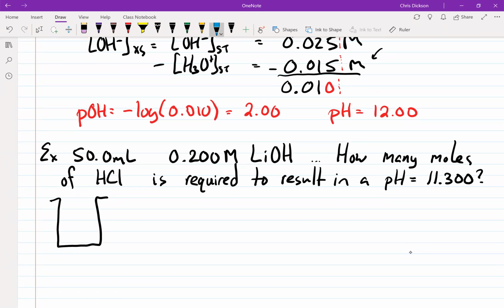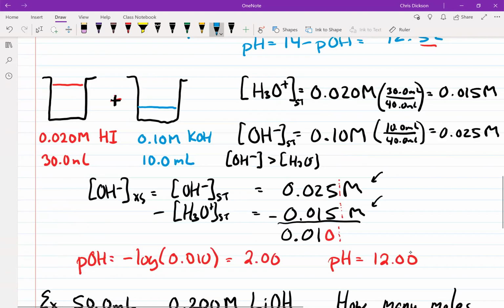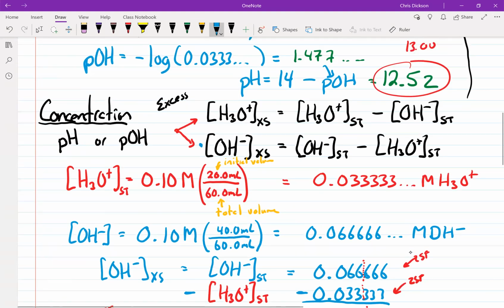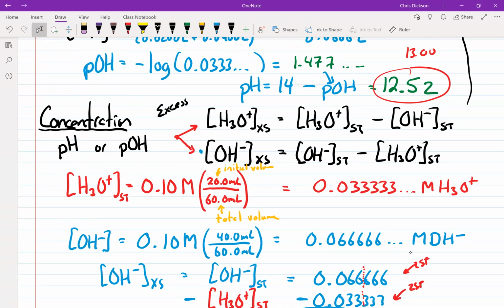It's a strong base. So you've got some lithium hydroxide. So that should produce lots of lithium ions, but more importantly, lots of hydroxide ions. And we are adding a certain amount of acid, and we're curious about how many moles of the acid we actually have to add. So once again, if you use the concentration method, you're going to have to determine which formula you're going to work with. Are we using the one where the hydronium is in excess, or are we using the one where the hydroxide is in excess?